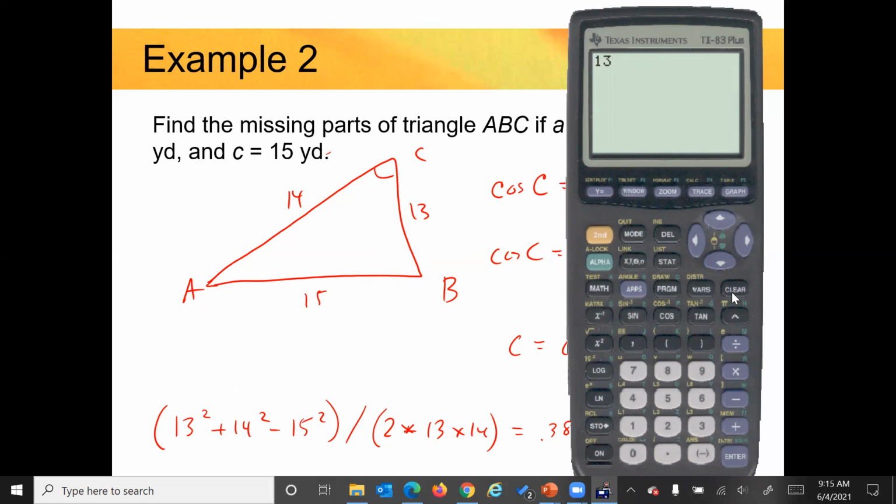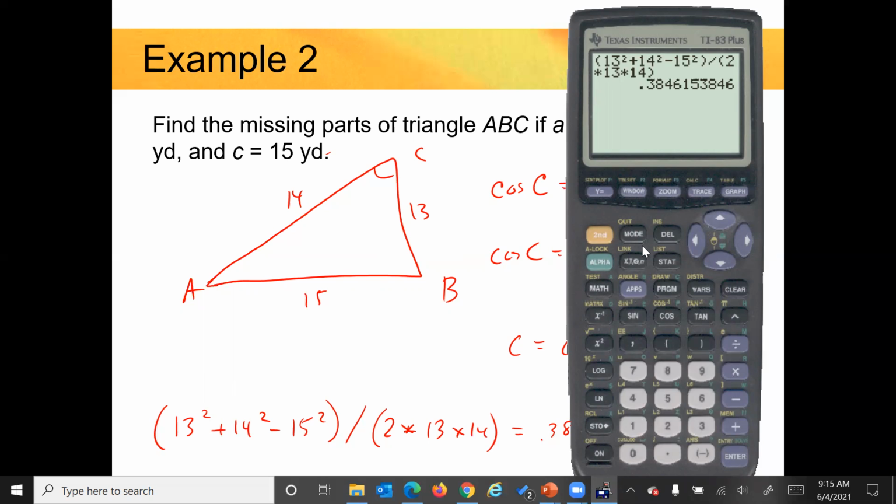So 13 squared. Oh, I'm doing it wrong, of course, here. Parentheses, 13 squared. There's my little square button. Plus 14 squared. Minus 15 squared. Inside this little parenthesis itself, just to keep the top separate from the bottom. And then 2 times 13 times 14. Almost there. Guys, are we good? Yes, all right, we're right.